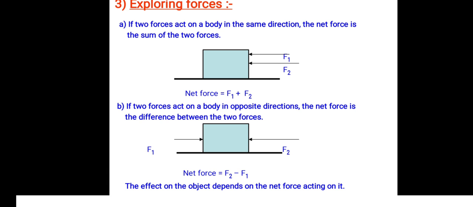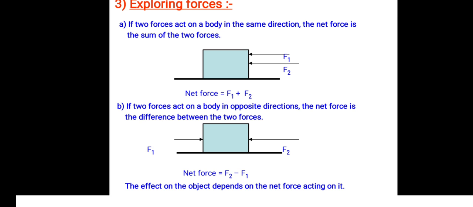For example, we apply a force of 5 Newton and 10 Newton in the same direction. The net force is equal to 10 plus 5, that is 15 Newton. I hope it is clear. I repeat, if we apply a force of 10 Newton and 5 Newton to a body at rest, the net force acting on the body is equal to 10 plus 5, that is 15 Newton.